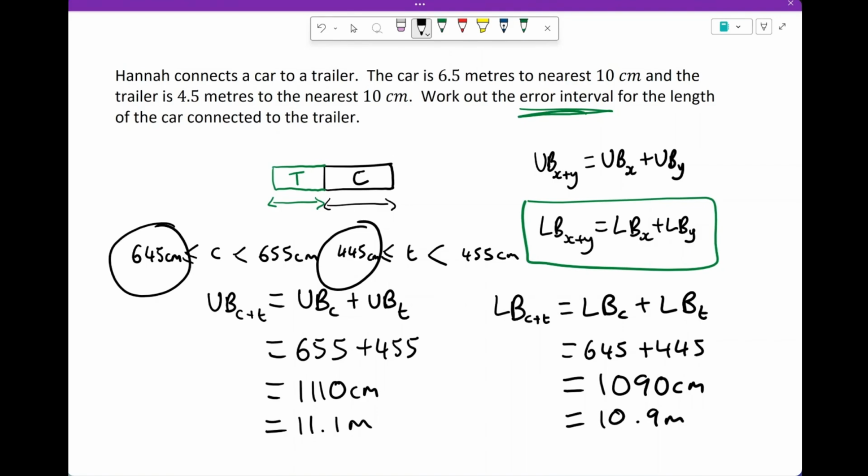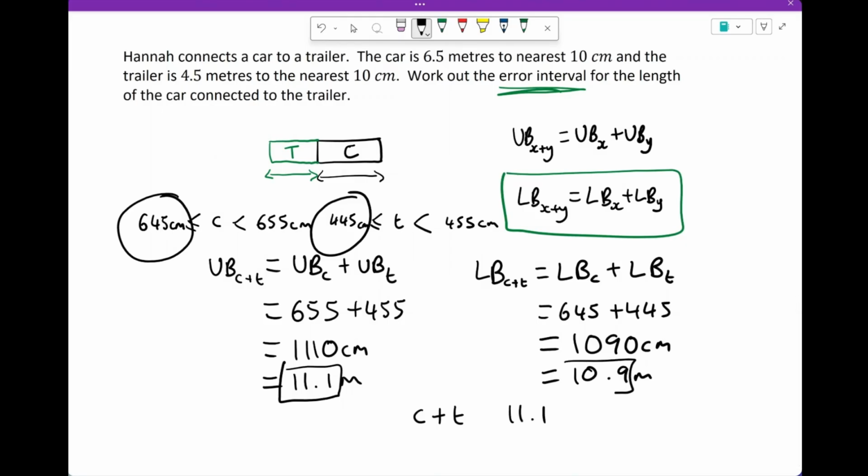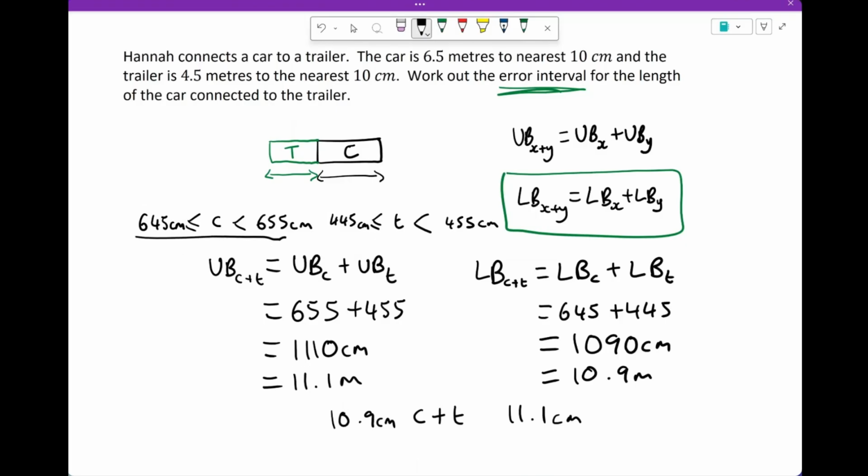So now we can write out my error interval. So what I'm going to do is write C plus T in the middle, as that's what we're working out bounds for. My upper bound 11.1 will go to the right, and then my lower bound of 10.9 will go to the left. Now the final thing we just have to consider is, do we have to do same as inequalities or not? Because previously, for our individual numbers, if we have a look at what we've written up here, we always had a same as at the bottom and then a not same as at the top. However, don't always assume that's going to be the case for calculations.